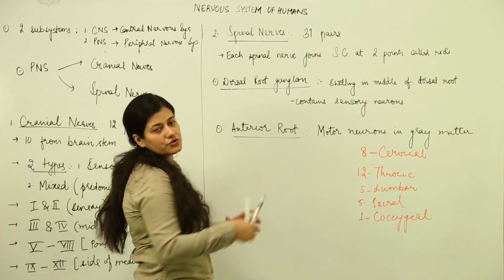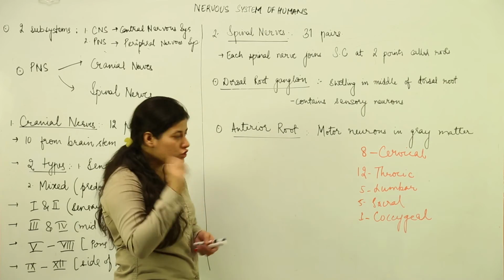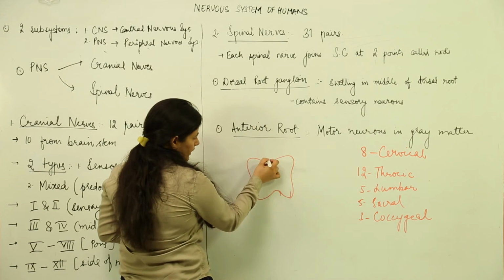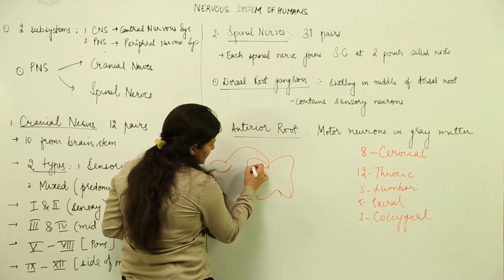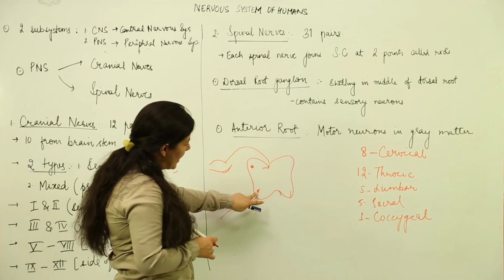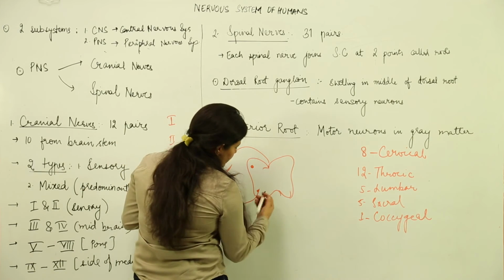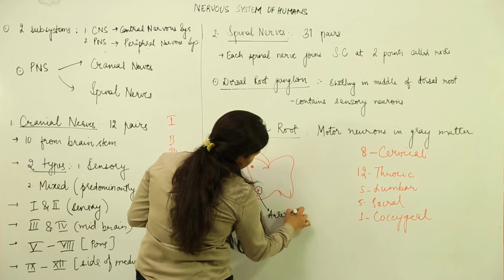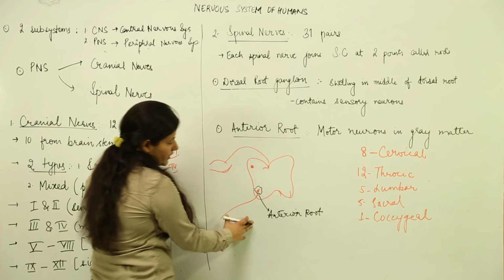Now this dorsal root ganglion is a form of swelling. When we talk about roots, there would be an anterior root and a posterior or dorsal root. Supposedly this is the spinal cord, and a similar structure would be like this. Over here there would be a bunch of sensory neurons. This is the sensory root and this is the motor root. You have to remember that the anterior root is the motor root, with motor neurons inside the grey matter. This is the anterior root inside the grey matter of the spinal cord.